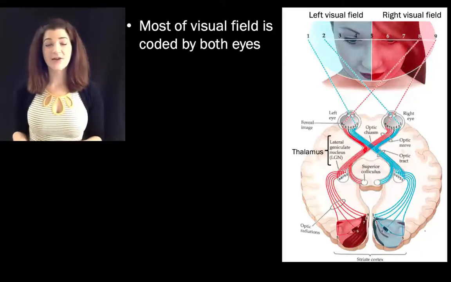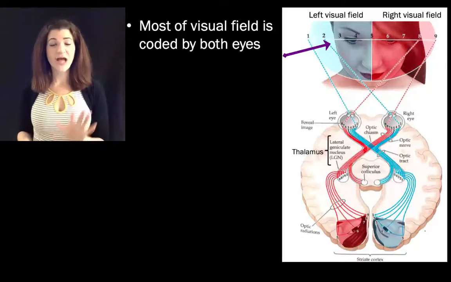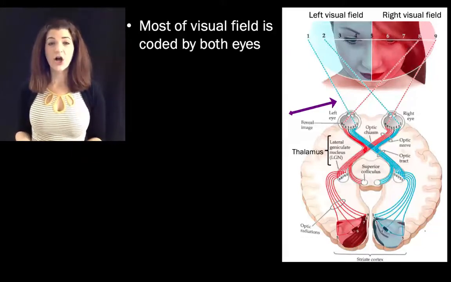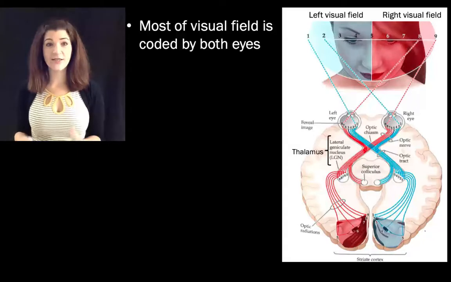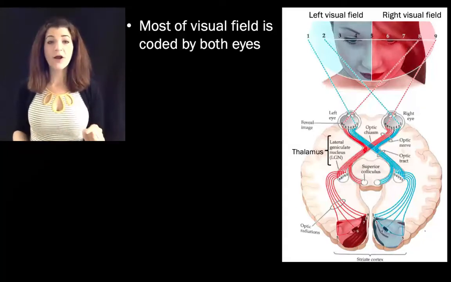This is a schematic of the visual pathway. So here's the image out in the world. It's what the person is seeing. Here are the eyes of the perceiver, and here's the brain of the perceiver. So I want to point out a few important stops on the way from eyeball to brain.